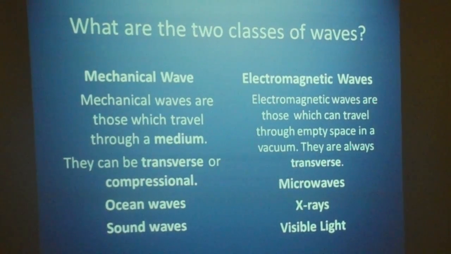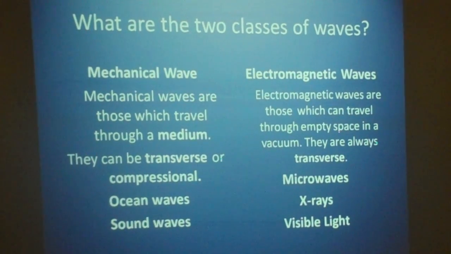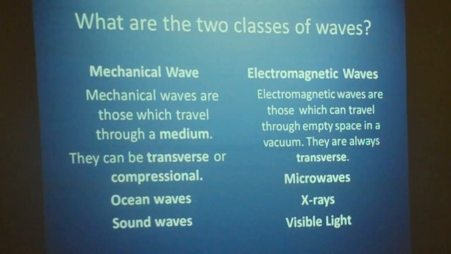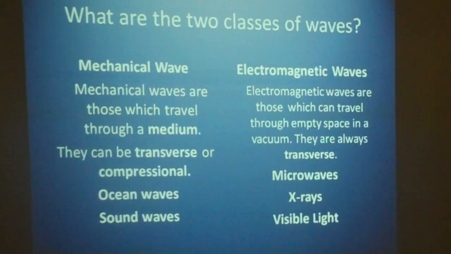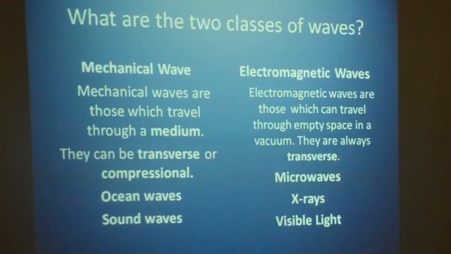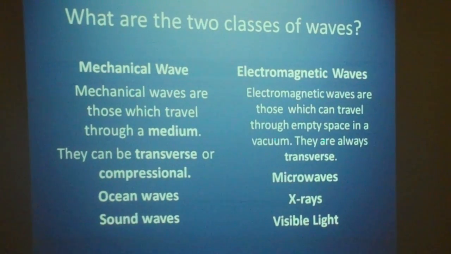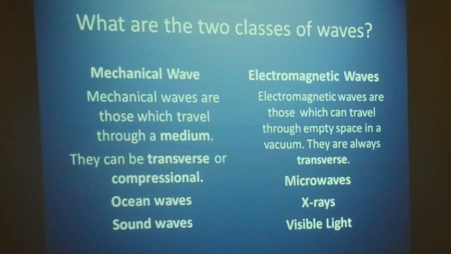There are two classes of waves. The first is the mechanical wave. They always have to have a medium. They've got to have something to travel through or they won't move. They can be transverse in shape or compressional. Ocean waves and sound waves are examples of mechanical waves.